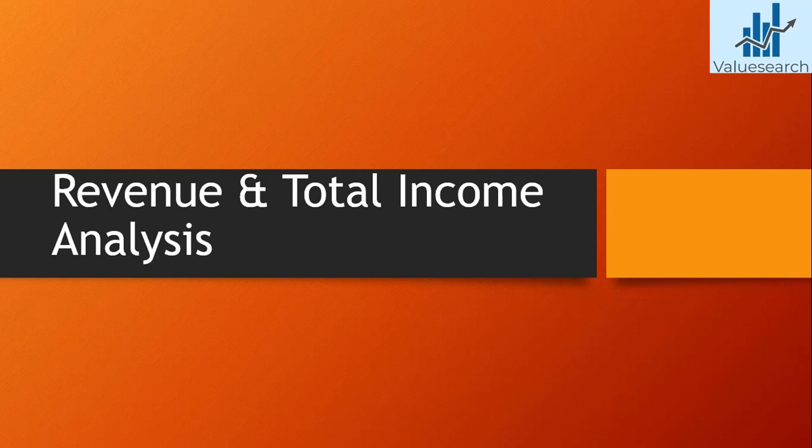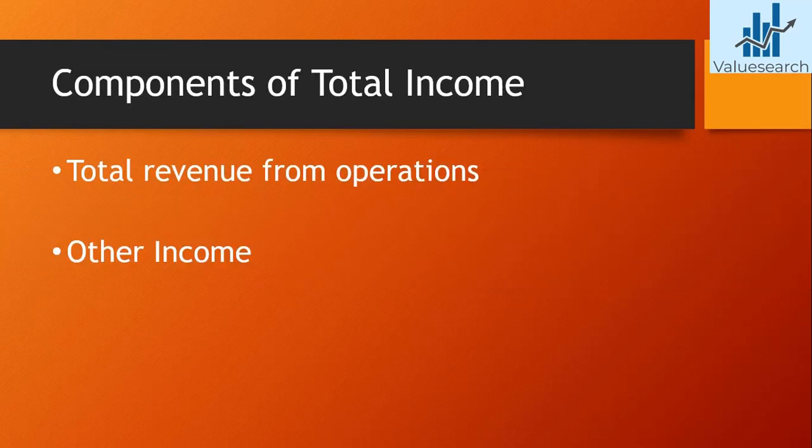In this video, we are going to learn how you can analyze revenue from operations and other incomes, which in totality make the total income of a company. So, what are the components of total income? Total income consists of these two elements. Number one is total revenue from operations, and the second one is other income.